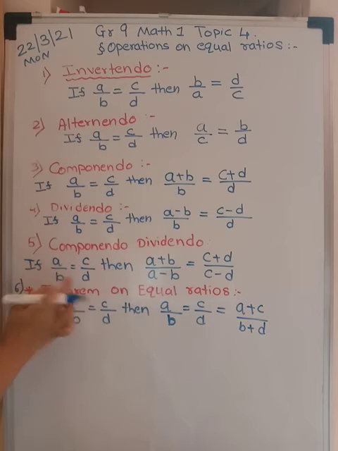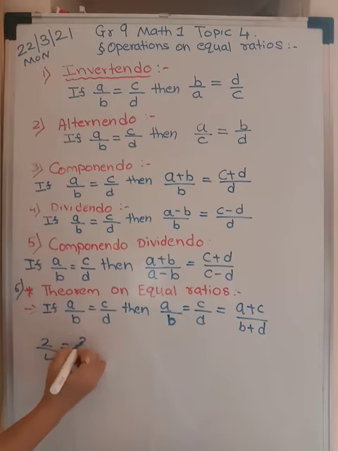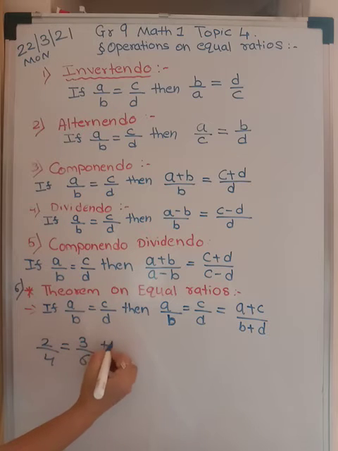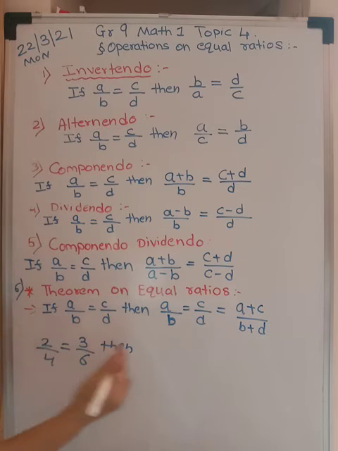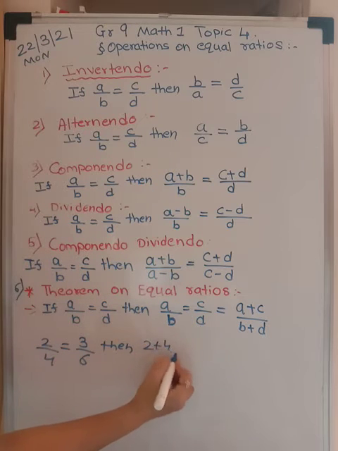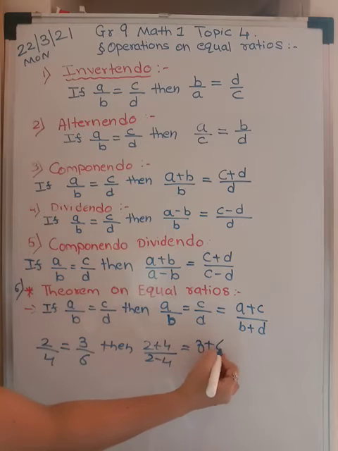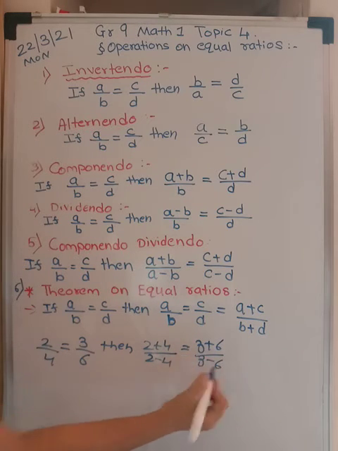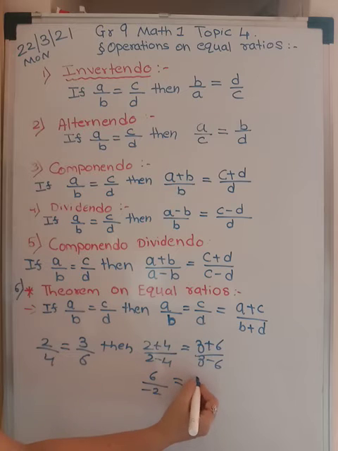How to do? If these two ratios are same, if 2 upon 4 is equal to 3 upon 6, then a plus b upon a minus b. So 2 plus 4 upon 2 minus 4 should be equal to 3 plus 6 upon 3 minus 6. Let us check if these two are coming equal. 2 plus 4 is 6 upon minus 2. And this is 6 plus 3 is 9 upon minus 3.